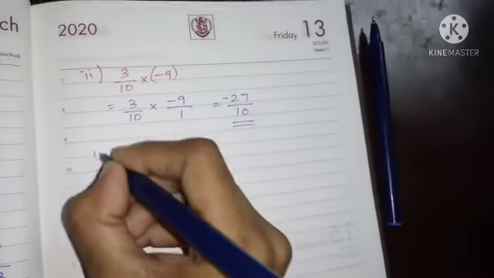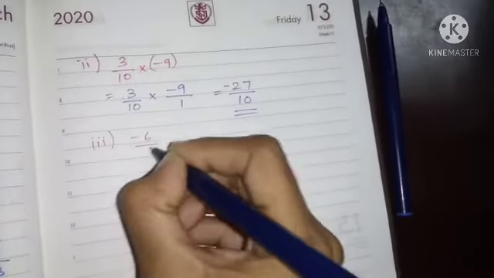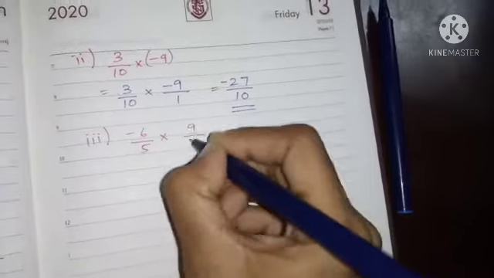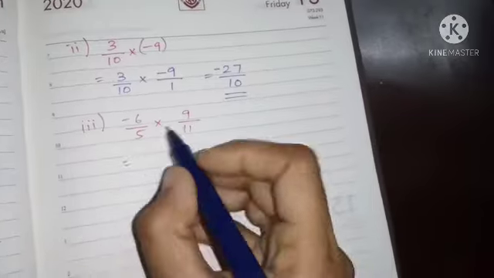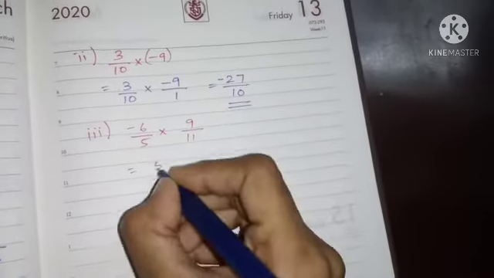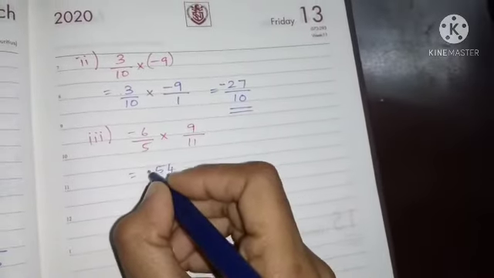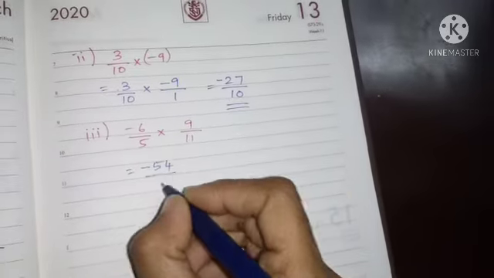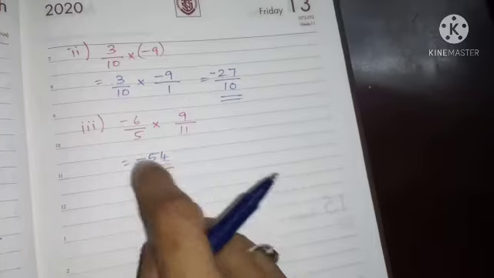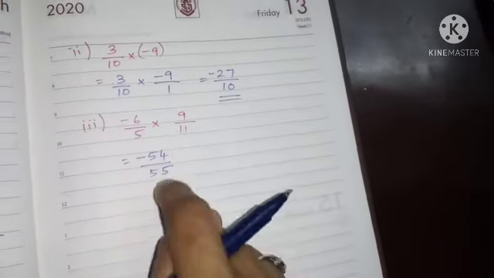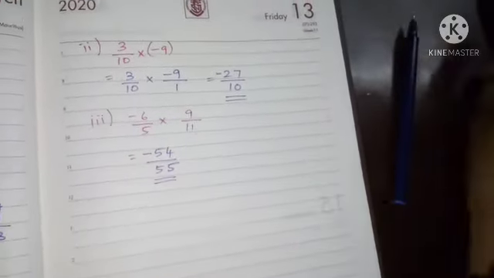Next, third subdivision. Minus 6 by 5 into 9 by 11. So now 6 9s are 54. Minus into plus, minus. Divide by 5 11s are 55. Minus 54 by 55. So this is the final answer.